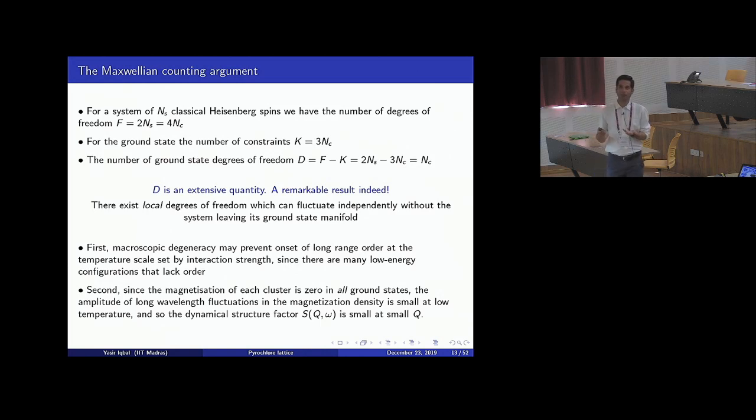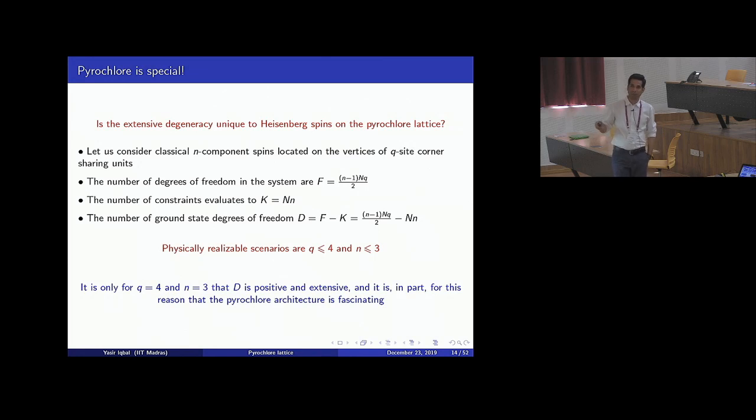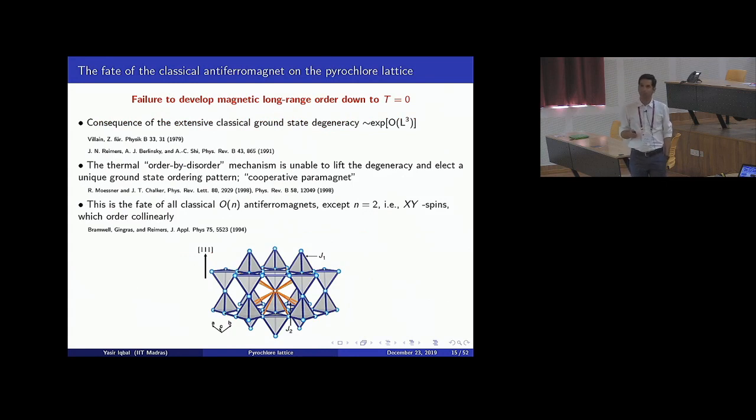Now, this is an extensive quantity, and it's indeed a remarkable result. It tells you that there exist local degrees of freedom which can fluctuate independently without the system leaving its ground state. In other words, there are no internal energy barriers in the system. So the pyrochlore lattice is special in this sense: after the system is under constraint, the number of degrees of freedom scales with the number of clusters in the system. And this is unique to the pyrochlore lattice, because you can do a general counting argument for classical n-component spins located at the vertices of a Q-site cluster, and you see that only for n equal to 3 and Q equal to 4 is the number of degrees of freedom equal to the number of clusters.